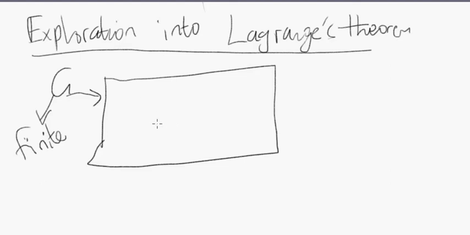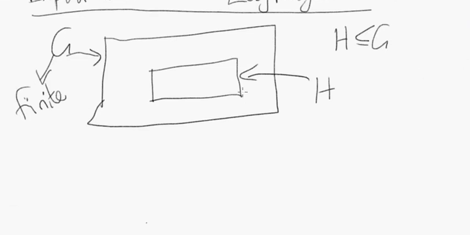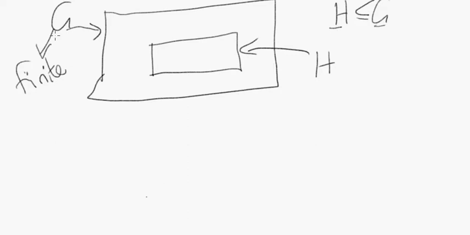Now, let H be a subgroup of G, right? So we're going to call this H. The notation for that is we're saying H is a subgroup of G. Now, when we say subgroup, we just mean H is a subset of G that is also a group, right? Now, if G is finite, then any subset of it must be finite. So H must be finite as well, right?